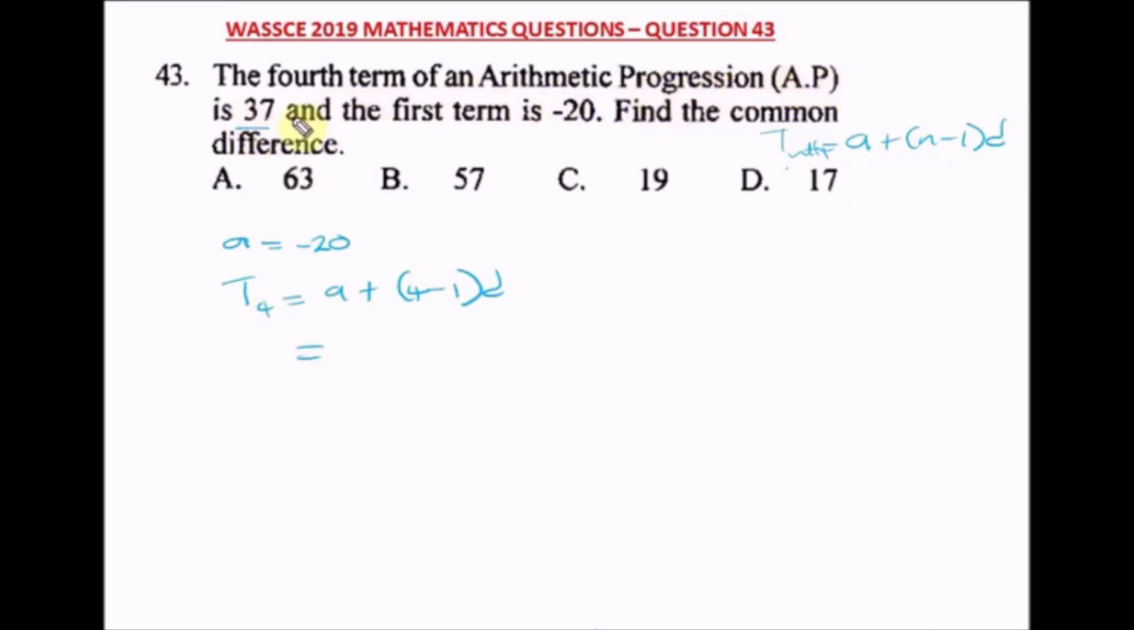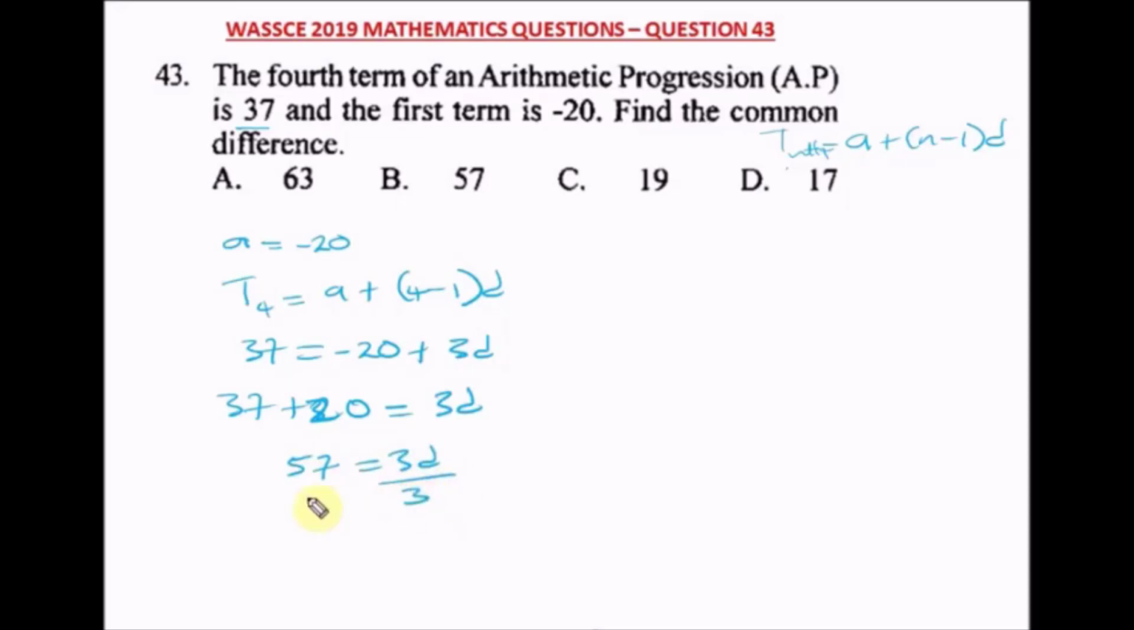The fourth term of an arithmetic progression is 37. So 37, and we've been given our a as minus 20, plus what is 4 minus 1? That will give us a 3. 3 times d will give us 3d. So let's take this minus 20 here. We have 37 plus 20, equal to 3d. And this will give us 57 equal to 3d.